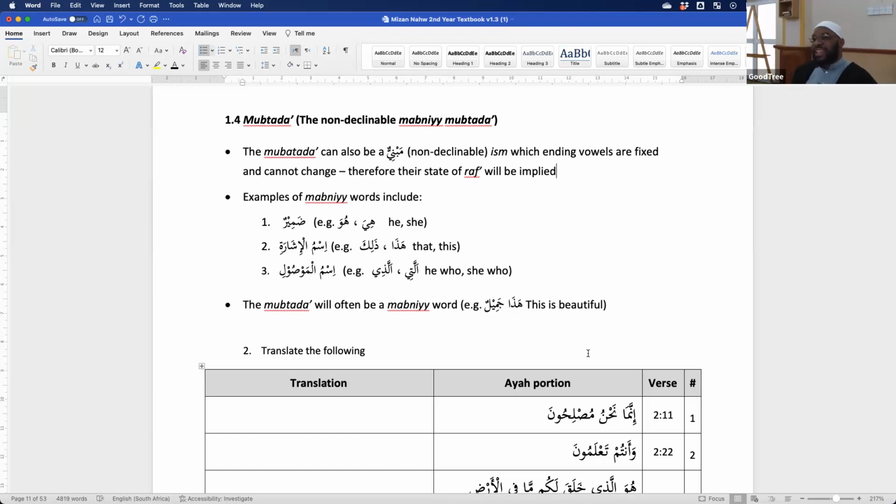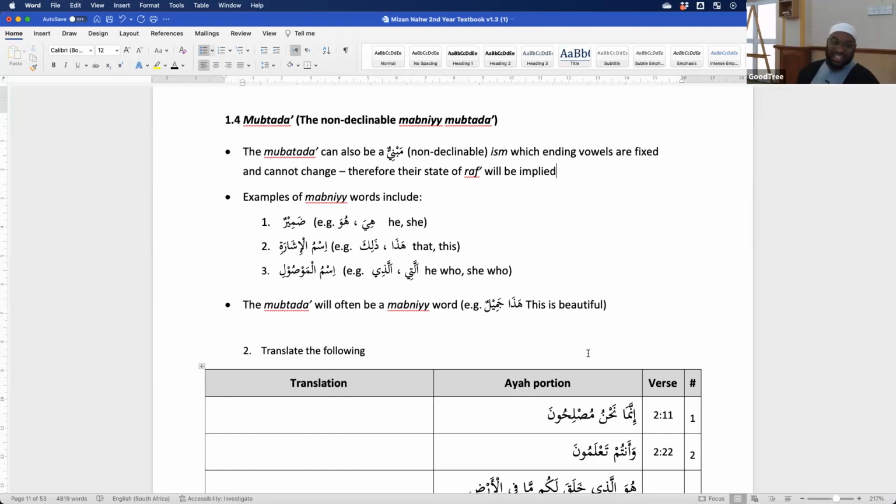So, one of the ideas is this: the default state of a word is raf' unless something acts upon it. So that's like the fitra. You see, the default state of insan is that you're raised unless something acts upon you to cause you to be otherwise. لَقَدْ خَلَقْنَا الْإِنسَانَ فِي أَحْسَنِ تَقْوِيمٍ. And we created man in the best of molds. Man is raised by default, right?